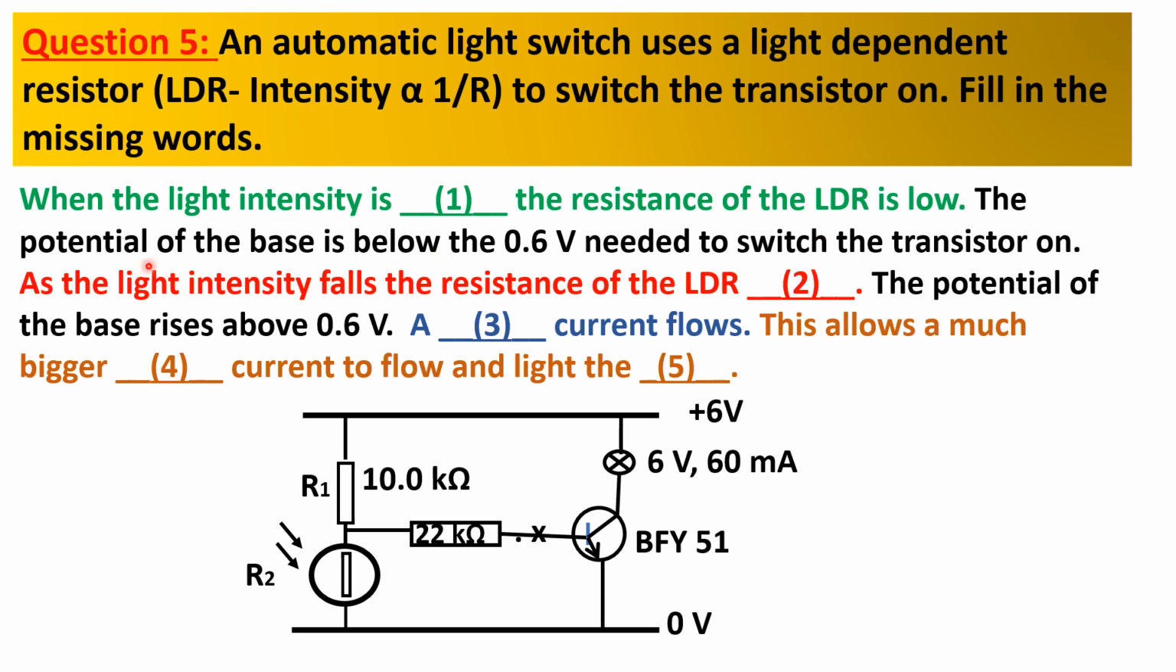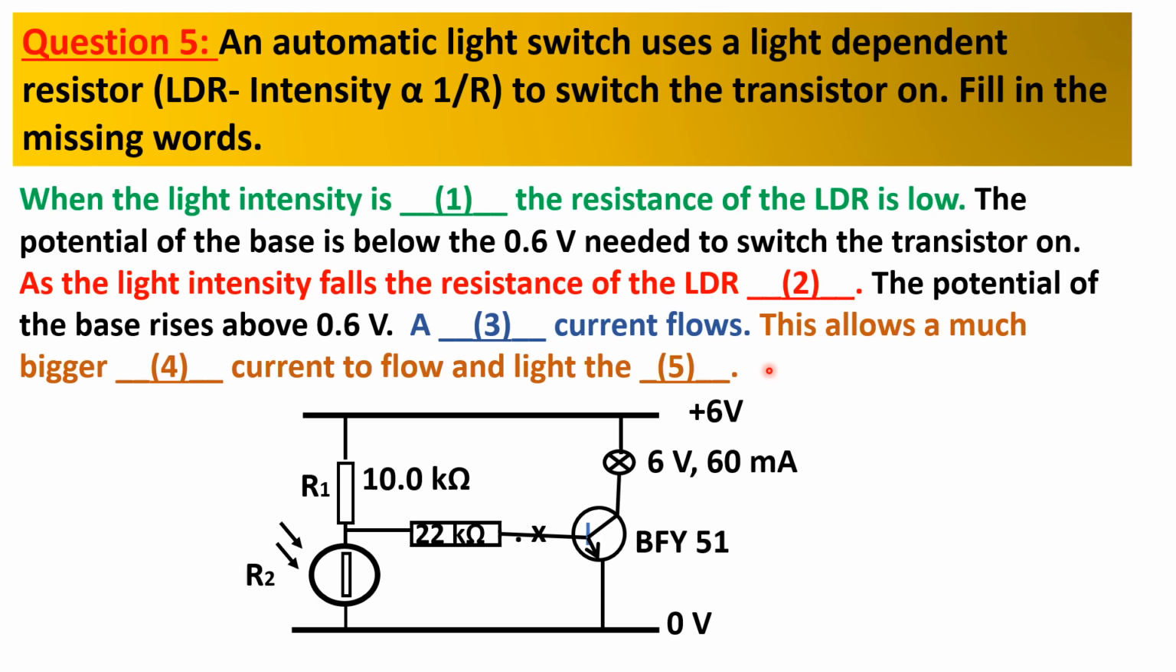As the light intensity falls or drops, the resistance of the LDR blank, that is the second answer. The potential of the base rises above 0.6 volt, and so therefore a blank current, for number 3, a blank current flows. This allows a much bigger, for number 4, bigger blank current to flow and light the blank.